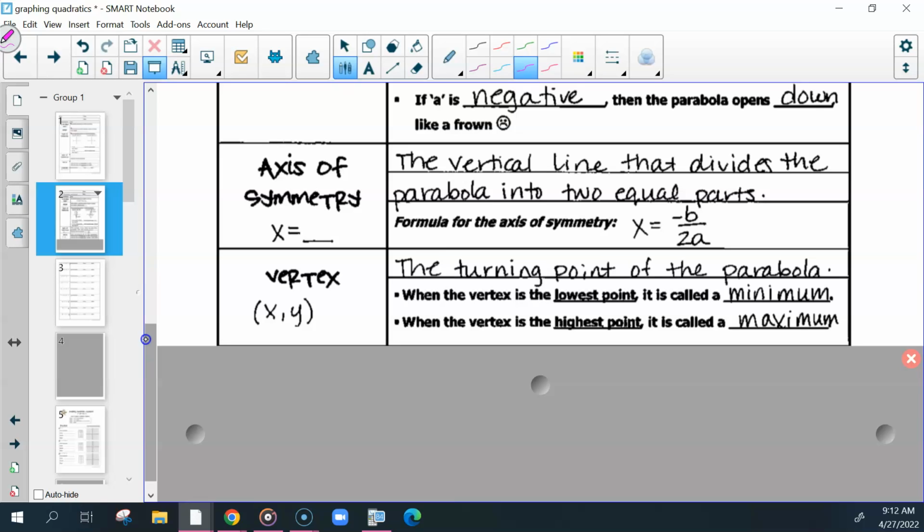So we're going to do a few of these examples together, and then move on to actually graphing. Anyone still need this part? We'll be plugging into that formula for the axis of symmetry.